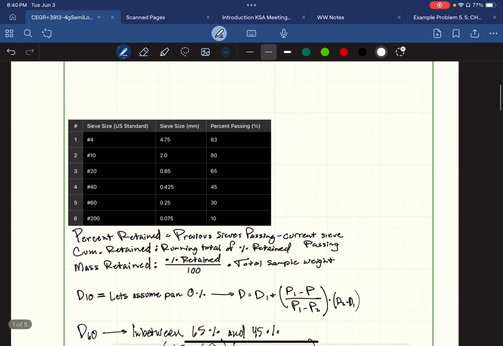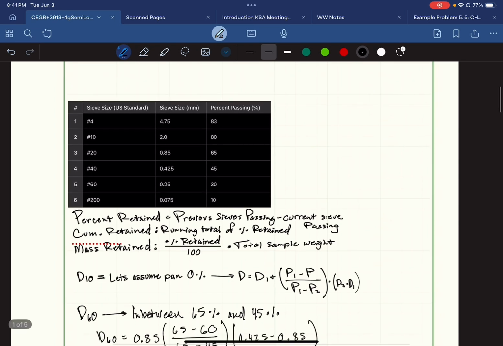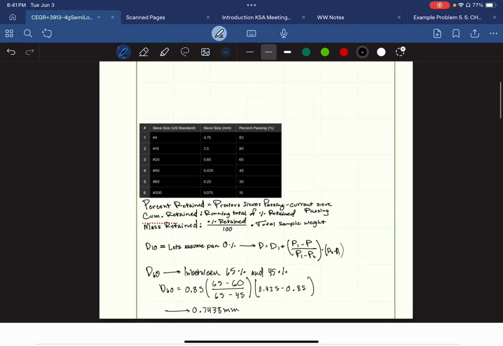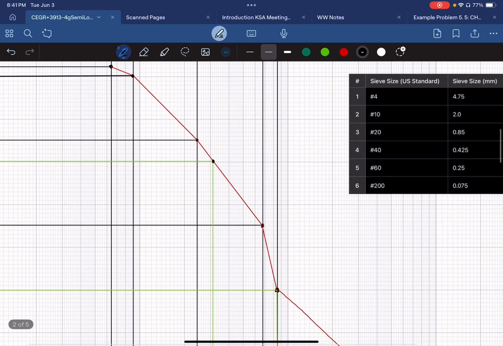There are going to be a couple other columns, let's say on the homework or the test, that he is going to have you fill out, expanding on that. It's going to be the cumulative percent retained and the mass retained. But the only things you're actually going to need for the graph down here, which I'm going to get to in a second, are the percent passing and the sieve size in millimeters. So let's get on to that.